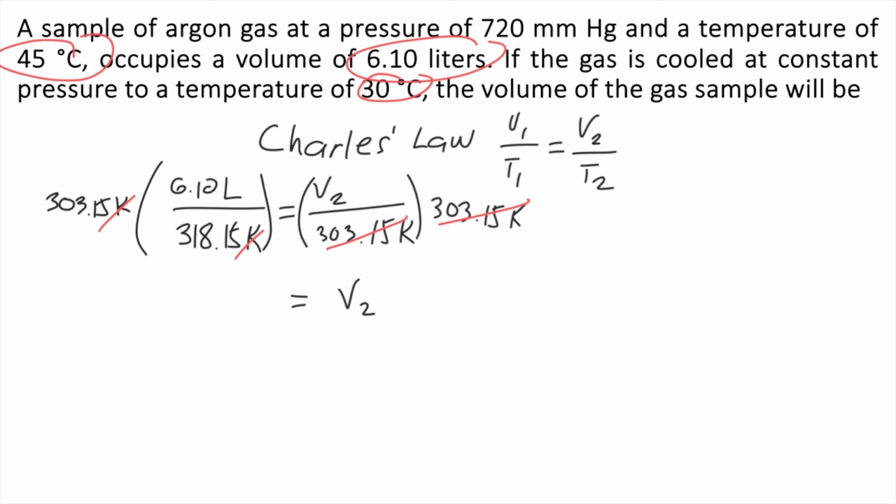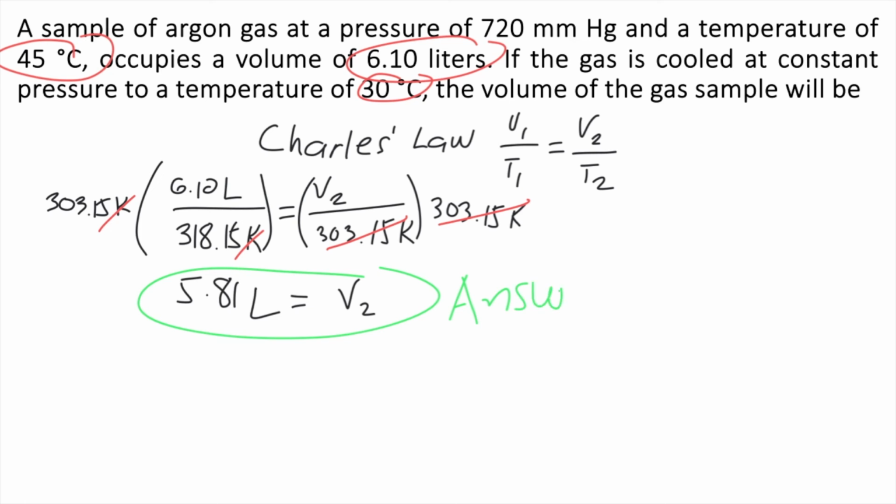So 303.15, you multiply that to 6.10 divided by 318.15. And you will get an answer of approximately equal to 5.81. And since we are talking about volume, the unit must be in liters, since V1 is also in liters. So 5.81 liters is the answer to the question.